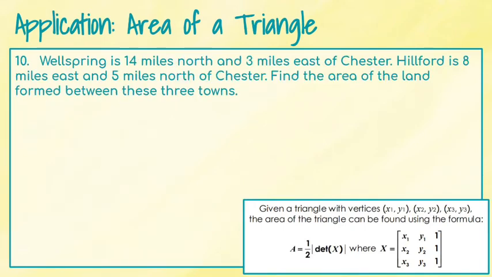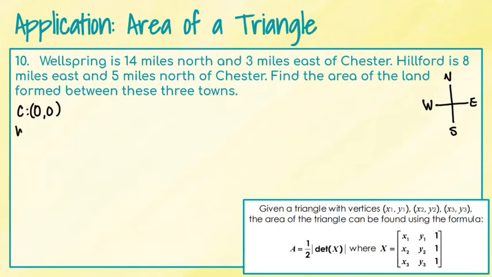Now for number 10, this is the last one we're going to do together today. It says Wellspring is 14 miles north and 3 miles east of Chester. Hillford is 8 miles east and 5 miles north of Chester. Find the area of the land formed between these 3 towns. So the first thing that we need to know for this is our directions. So this is north, south, east, and west. And since both of these use Chester as a reference point, we're going to say that Chester is the origin. So Chester is going to be 0,0 because we have to have coordinate points to be able to use our triangle method here.